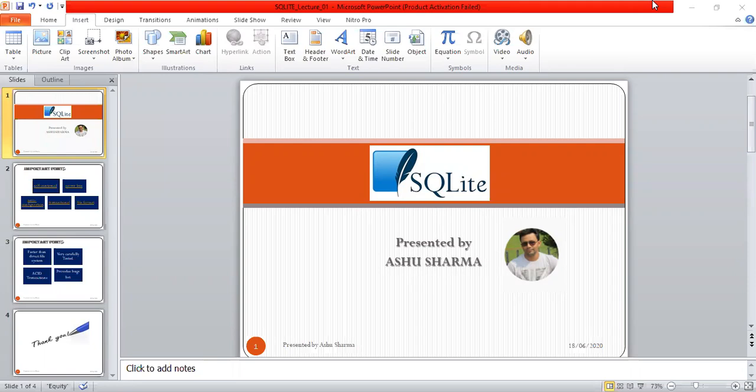Today, we will start with a brief overview of some of the important points related to this wonderful library, which is written in the C language. It is a self-contained system, SQLite. Now let's start with the next slide.